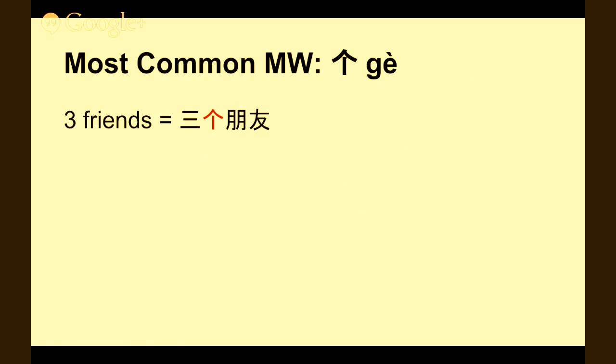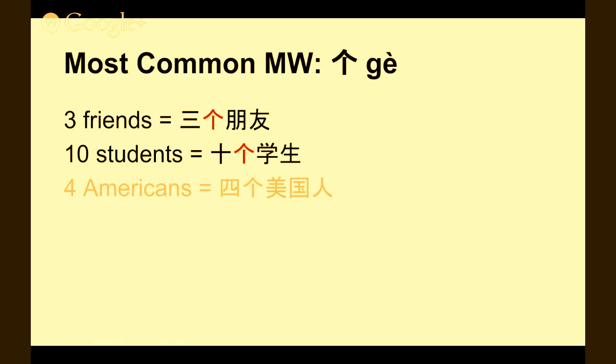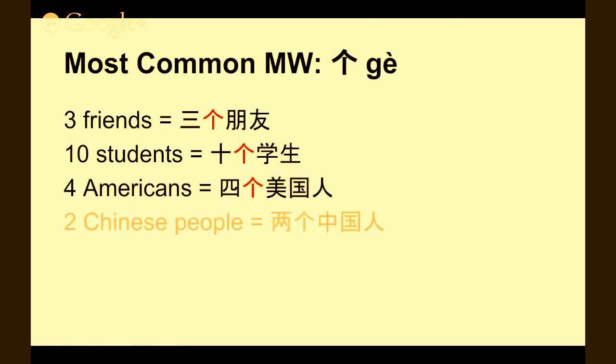If you want to say 3 friends, you would say 三个朋友. 10 students, 10个学生. 4 Americans, 4个美国人. 2 Chinese people, 2个中国人. You'll notice that this is pretty simple. You just say the number, 个, and then the thing. But there's one exception. For 2 of something, instead of saying 二, in this case we say 两. So 两个中国人 is kind of like a pair of Chinese people. So two Chinese people, 两个中国人.